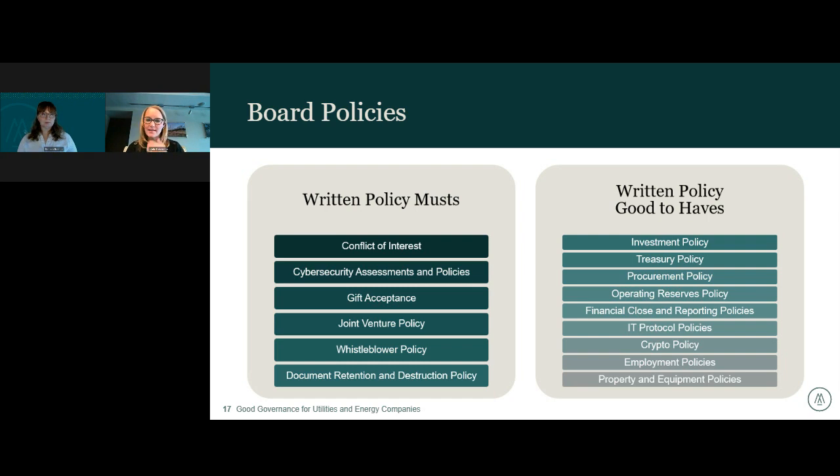The ones on the right-hand side, the written policies that are good to have, these are great ideas to work toward. And again, it gets into making sure we understand who and what we should be doing at the board level versus the management level. So a bunch of policies on here. You all have access to the slide deck after, so there's a lot of words on here you can come back and take a look at in the future.